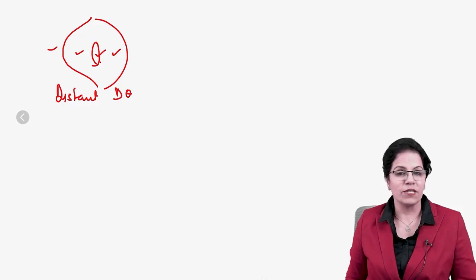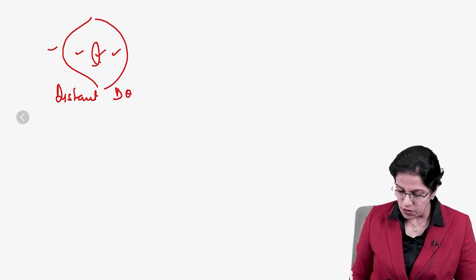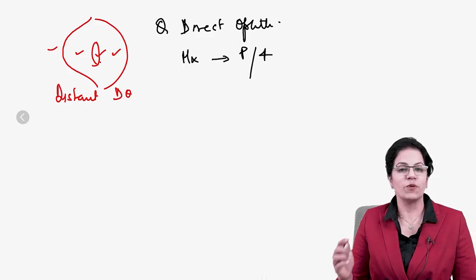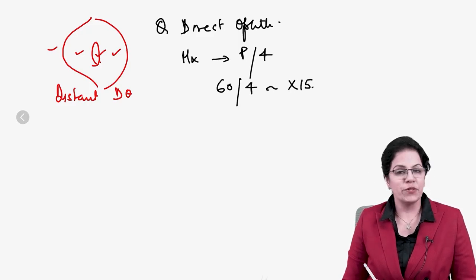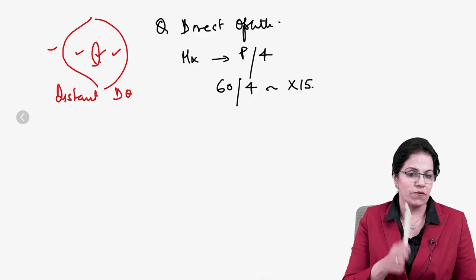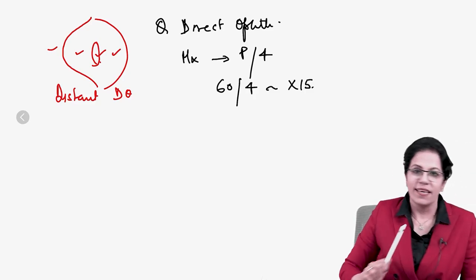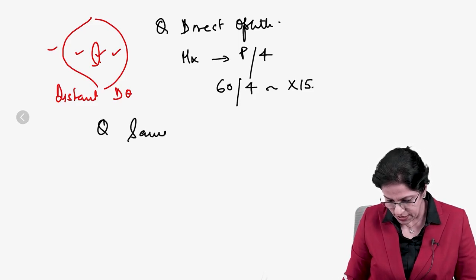Another important point regarding direct ophthalmoscope is how do you calculate the magnification. The magnification is calculated as power upon 4. So normally for an emmetropic eye, if the power is 60, then 60 upon 4 is 15 times. Another question recently asked was, when you are looking at the right eye of the patient, which eye of the examiner is used? To see the patient's right eye, I use my right eye. For the left eye, I use my left eye. So the same eye for the patient and examiner.